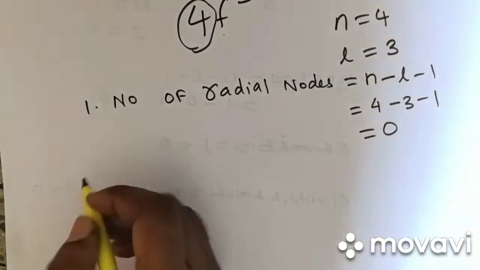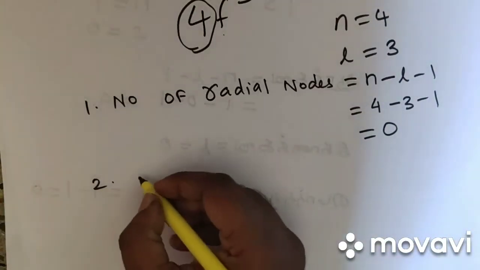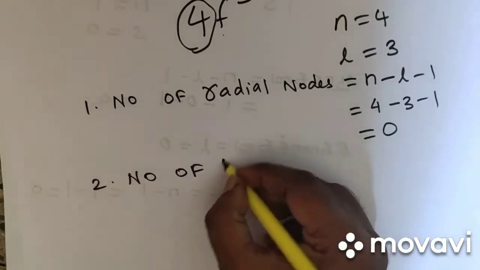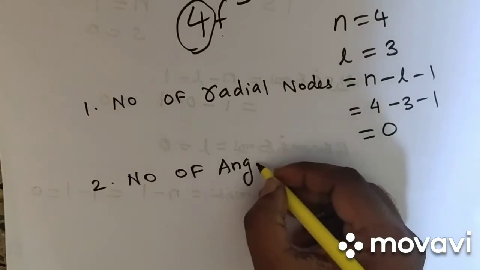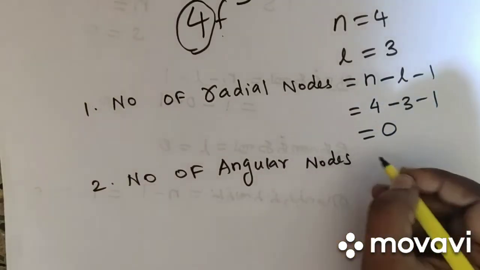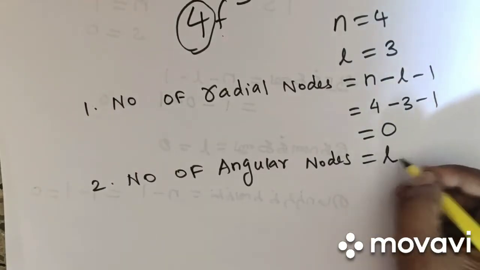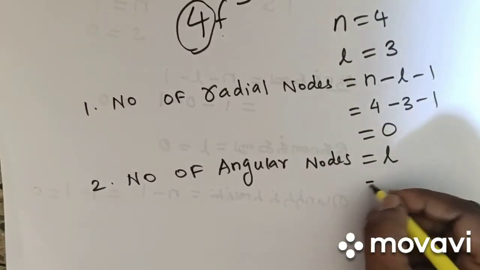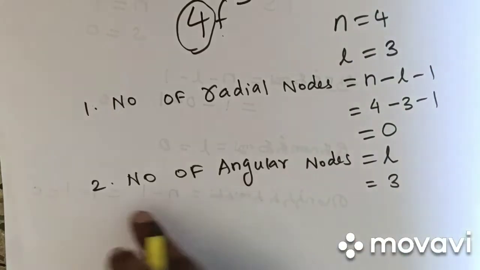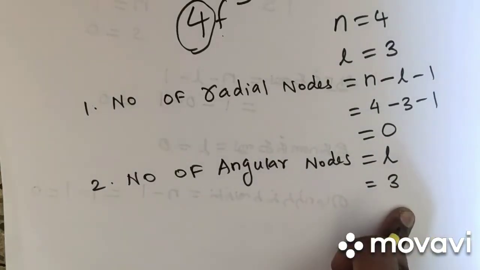Next we move to find the number of angular nodes. The formula is l, that is the azimuthal quantum number. What's the l value for the f orbital? 3. So the number of angular nodes is 3.